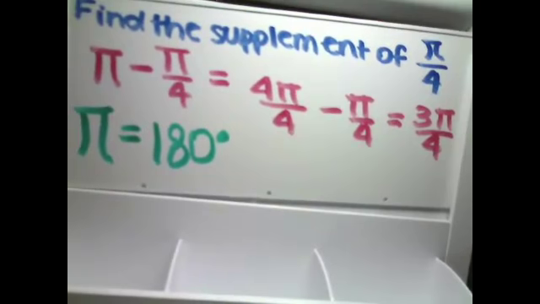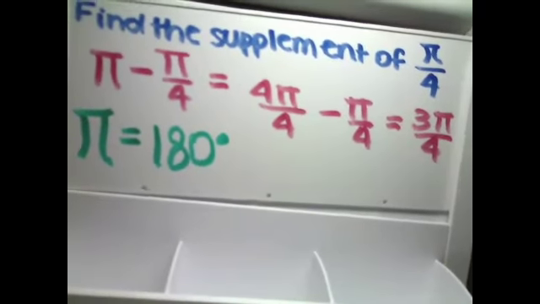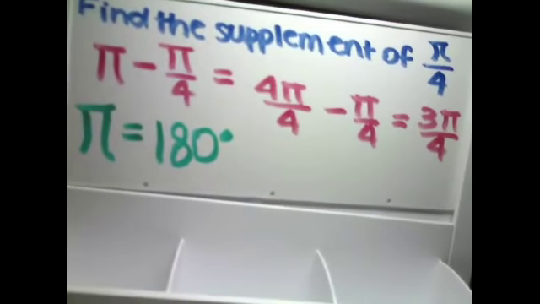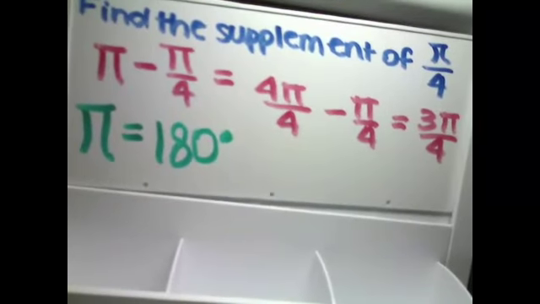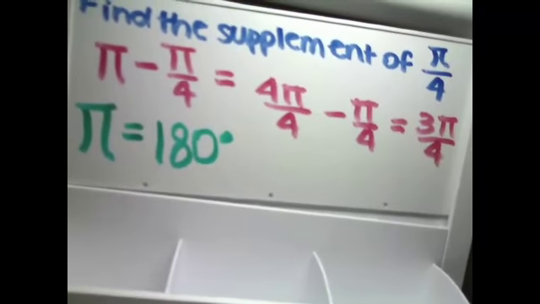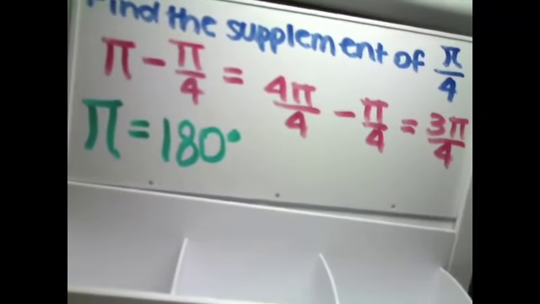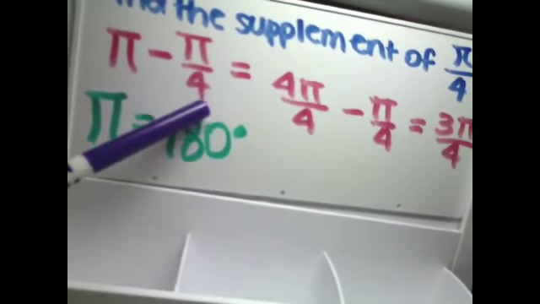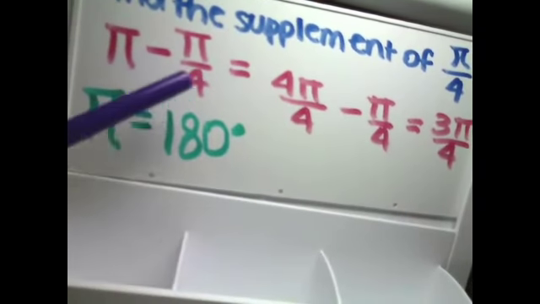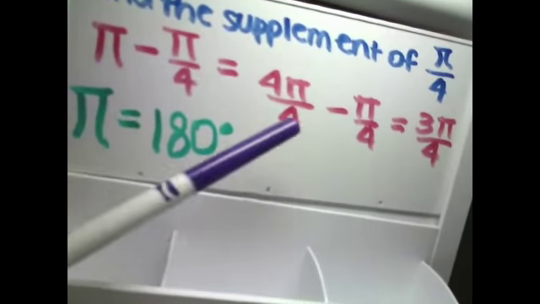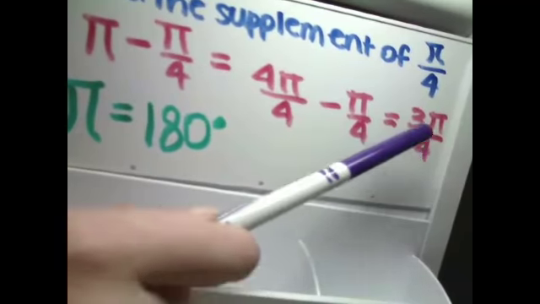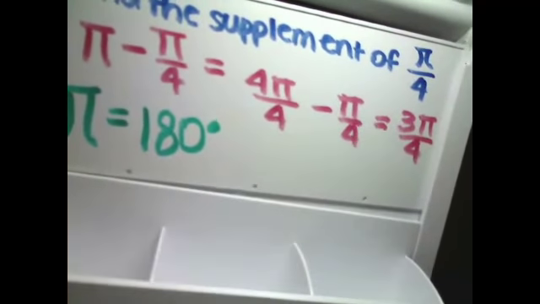Remember, pi equals 180 degrees. Pi minus pi over 4 equals 4 pi over 4 minus pi over 4, which is 3 pi over 4. What I did, of course, like I did last time with the complementary angles, is found the common denominator, which is 4. 4 pi over 4 is equivalent to just plain old pi, so then I put that into the problem, subtracted pi over 4, and got my final answer. So the supplement of pi over 4 is 3 pi over 4.